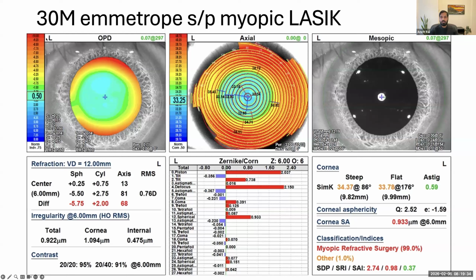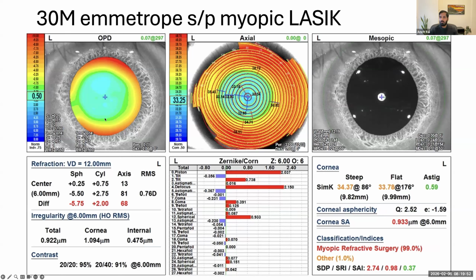Now, this patient is objectively emmetropic after his LASIK. He sees 20/20 uncorrected at distance. However, you can also see from this picture that he has very large mesopic pupils, and he does notice and complain about halos at night.